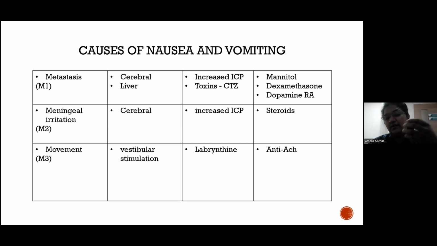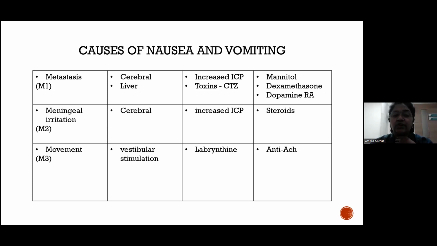Causes are the raised ICP if it's brain, and if it is in the liver, it is because the toxins, the chemokines and the cytokines which are produced are going to trigger the chemoreceptor trigger zone where the blood-brain barrier is not there. And hence you're going to have nausea, vomiting because the chemoreceptor trigger zone stimulates the vomiting center. So your medications would be mannitol, Dexa, or dopamine antagonist, which is haloperidol.